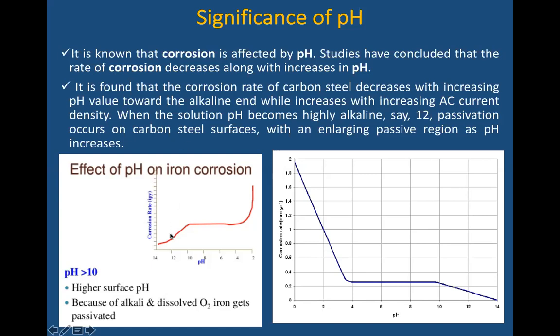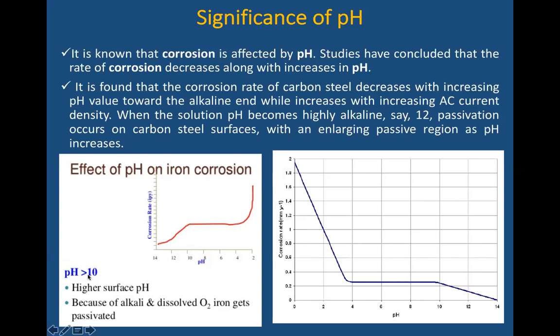When you are increasing the pH, you are going towards alkalinity, and that means more and more OH minus ions are in the solution. Since your OH minus ion is more, oxygen is not produced there. And as your dissolved oxygen is also low, the corrosion rate also decreases.